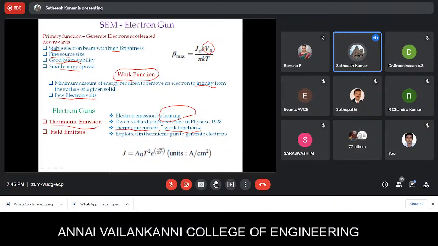So this particular knowledge is provided here, and you can see this is a current density J, and this is directly proportional to the temperature, which is going to be the heating of the coil or the filament. So when you are heating a filament, it is going to give a thermionic current, and by that, we can reduce the work function and you can generate electrons.